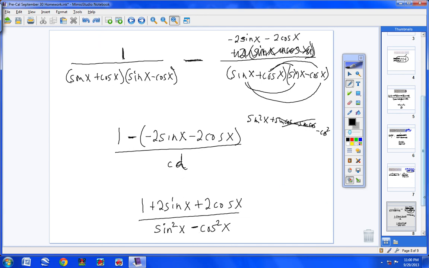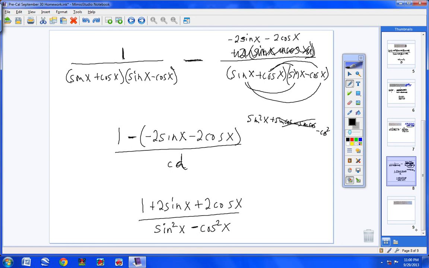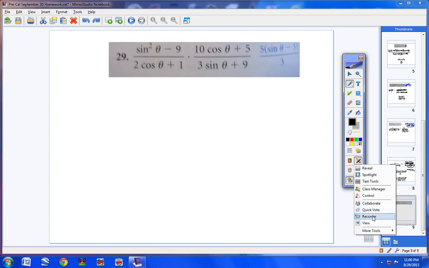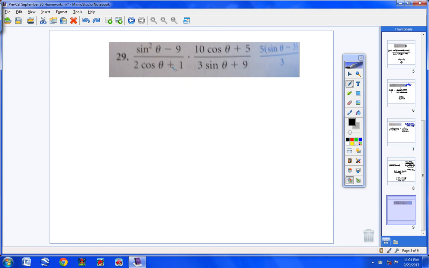You're doing totally well. Okay, so one problem left and we're done with the whole assignment. Let's tackle this last one. Thankfully, it's multiplication, so we won't have to get a common denominator. Let's go ahead and factor our first numerator right here. Notice I do know the square root of sine squared, and I do know the square root of 9, and they're subtracting. So we can do that pretty quickly.